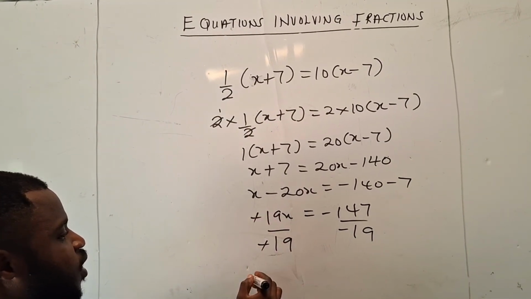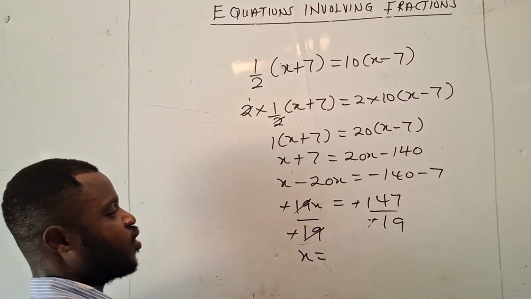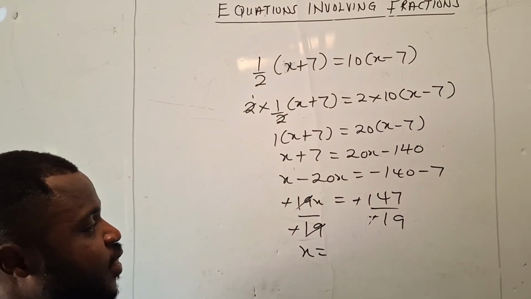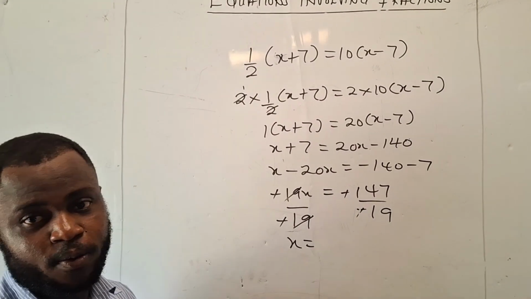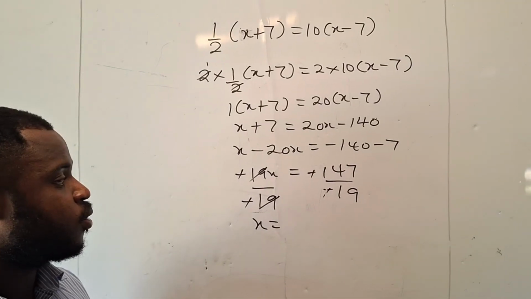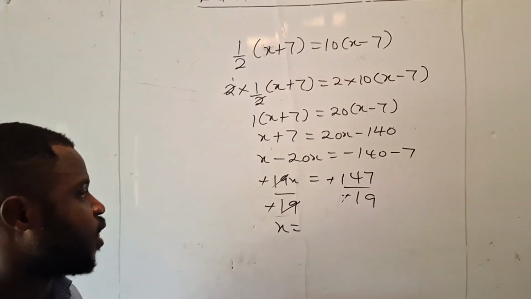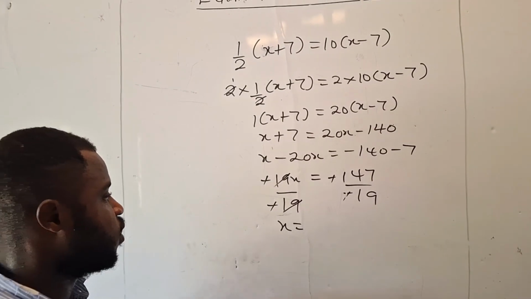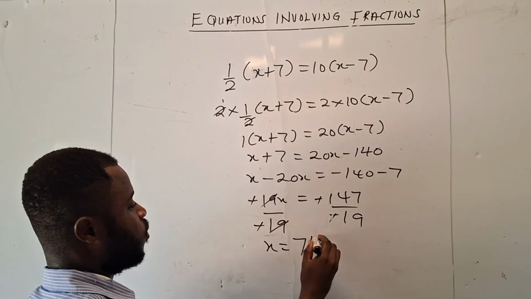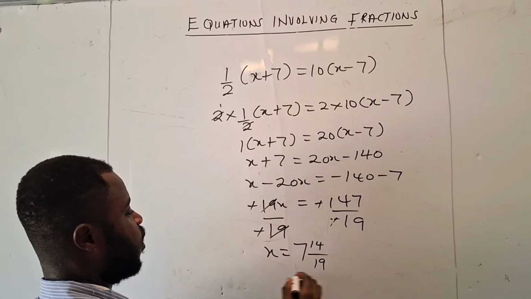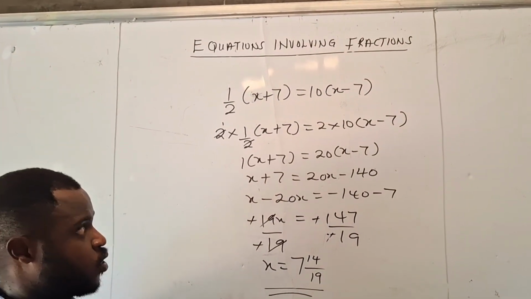So this can take out this, 19 will take 19, now we have x. Negative will cancel negative first. Now, 19 dividing 147. So 19 cannot go into 147 equally, but 19 can go into 147 7 times, remainder 14 all over 19. So we can get this mixed fraction as an answer.